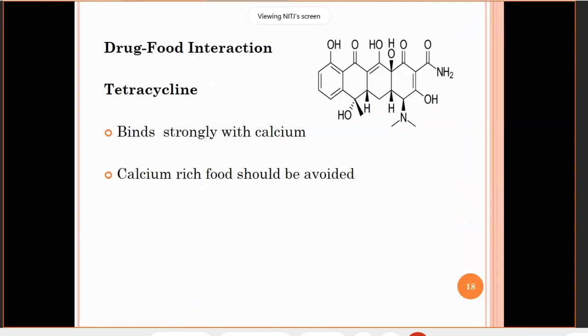Another example, you can have drug-food interaction. We can take the example of tetracycline here. What happens in the case of tetracycline? When we take tetracycline, it has the property to bind very strongly with calcium. So we should never take milk and related food products immediately after taking tetracycline, because it forms a complex with the calcium. Once it forms a complex with the calcium, it will definitely not be in a position to get absorbed in the body, and taking that tetracycline carries no meaning. So that's again another limitation of the traditional drug delivery system.